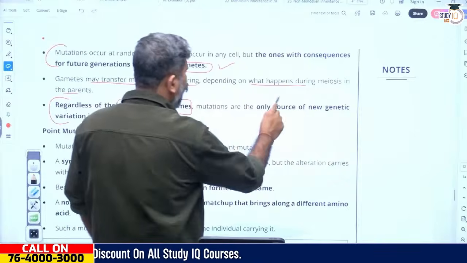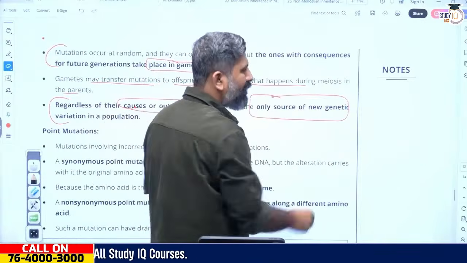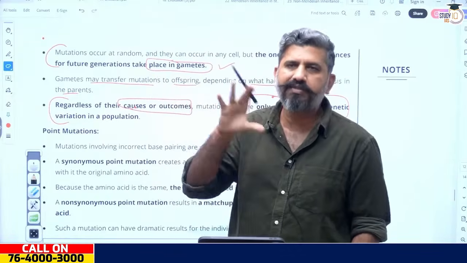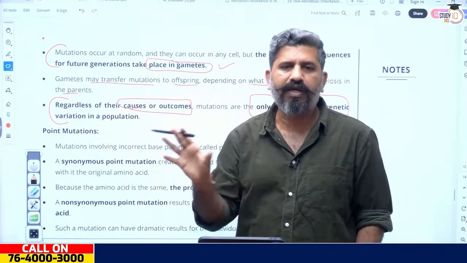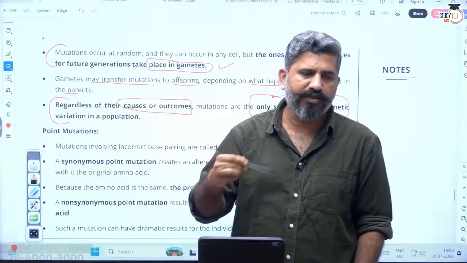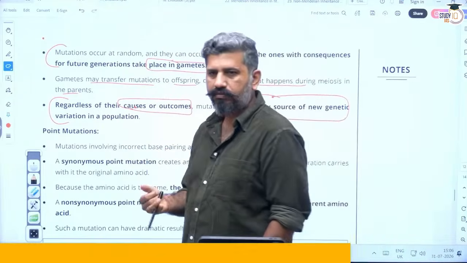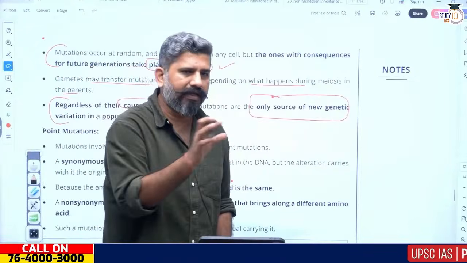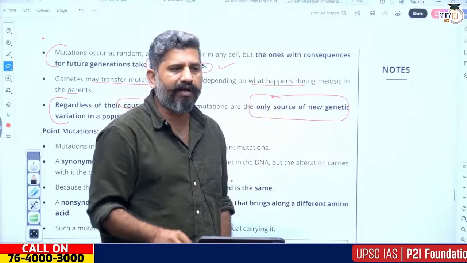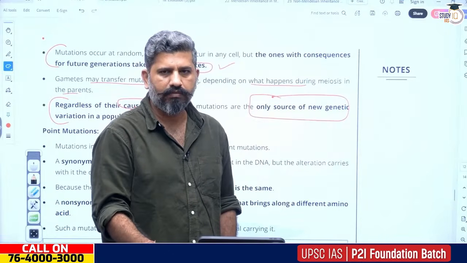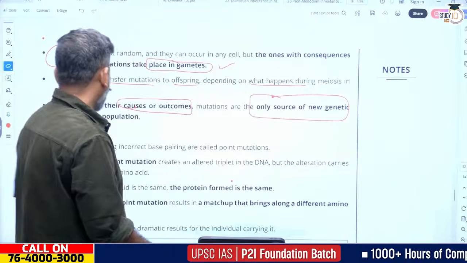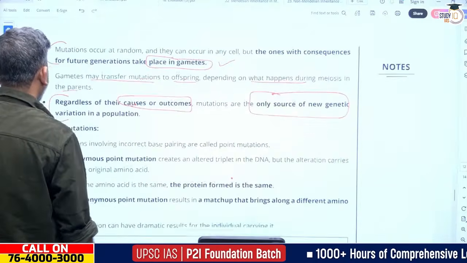Mutations are the only source of new genetic material. Why? Because in crossing over or in recombination, the already existing genetic material is just being rearranged. New information is not being added. Getting my point? It is just getting rearranged. New content is not being added. Point? Yes, no?